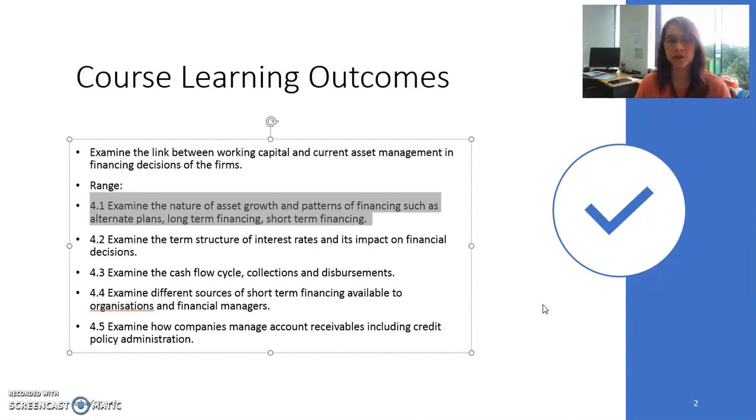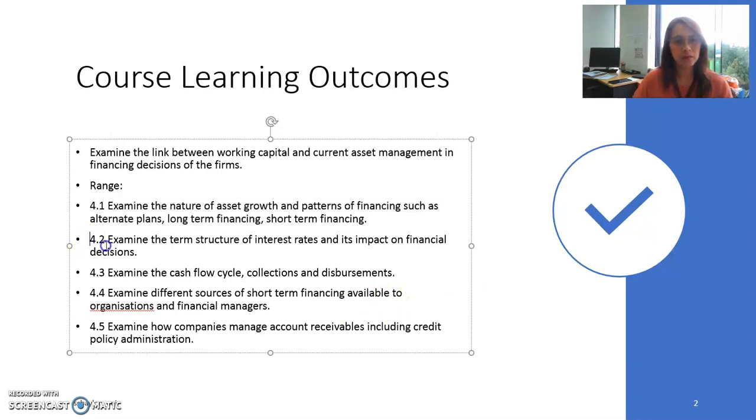So we'll be talking about what your sources of financing are, short-term and long-term, and how do we know that there's an asset growth. Second learning outcome would be examine the term structure of interest rates and its impact on financial decisions. Actually, this is quite an easy topic because we just need to know definitions and how you understand them in terms of applications, but no calculations required.